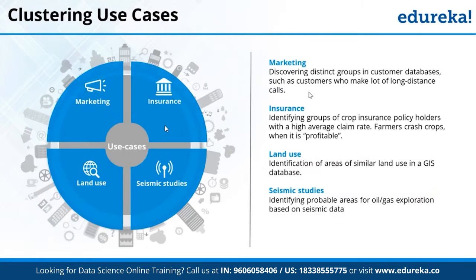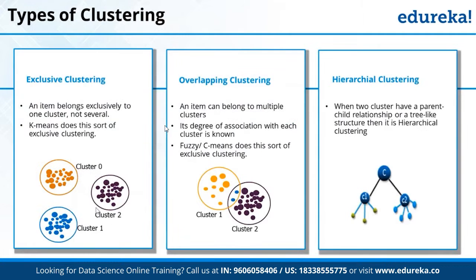Types of clustering, as we discussed, k-means is an exclusive cluster. We create clusters, and they will be separate altogether. I have cluster 0, cluster 1, cluster 2. It's altogether a separate cluster. There is no overlap between the customers. So an item belongs exclusively to one cluster, not several. K-means does this sort of exclusive clustering.